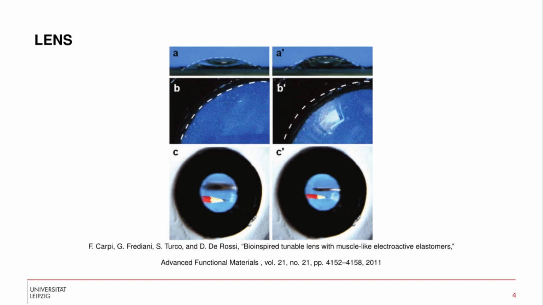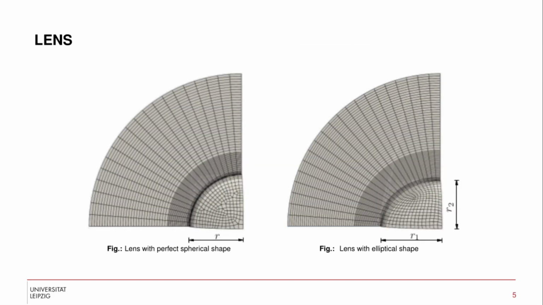Here you can see a bio-inspired tunable lens that is attached on the outer radius. Electrodes are attached to the black surface of the lens, and the upper half of the lens is loaded by applying a difference in the electric potential. And as the material is nearly incompressible, the inner radius changes, and so the curvature of the actual lens changes, which results in the known lens effect. We are looking at two different examples, one perfectly spherical and one with a little defect in the shape, so it has an elliptical shape.